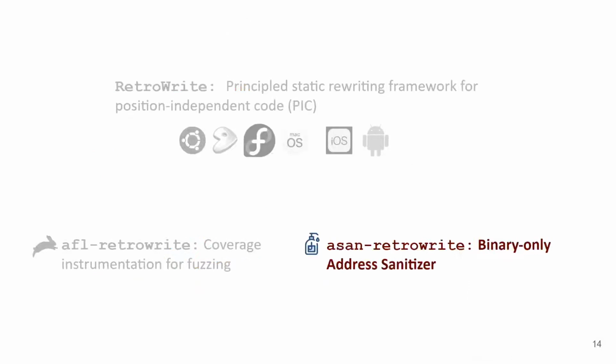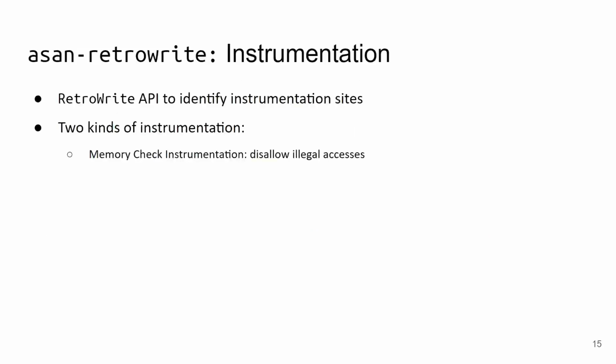Now we move to the last piece of the fuzzing workflow, ASAN RetroWrite, which is our binary-only address sanitizer. ASAN RetroWrite is a binary-only port of the popular address sanitizer pass implemented in compilers such as LLVM and GCC. ASAN has been extremely effective in finding memory corruption bugs in software written in unsafe languages such as C and C++.